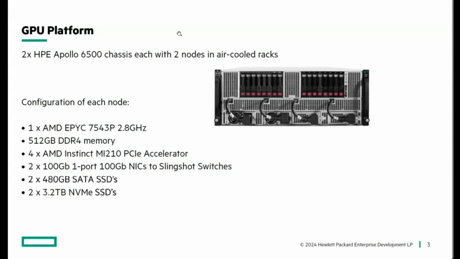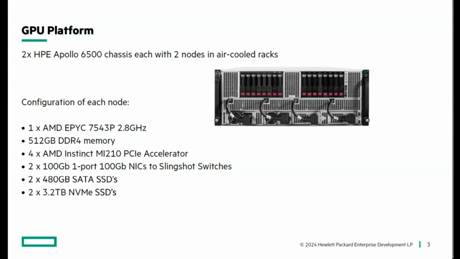So the GPU platform, in hardware terms, is racked in air-cooled racks, so a little bit different from the main ARCHER2 configuration. It comprises Apollo 6500 chassis, and each of those chassis has 2 nodes in. Those nodes support a configuration which is one AMD EPYC 7543 processor, a Milan processor running at 2.8 gigahertz, with 512 gigabytes of RAM.